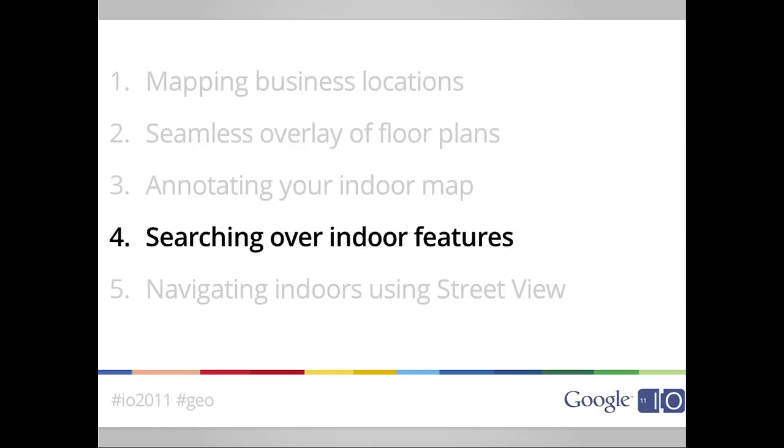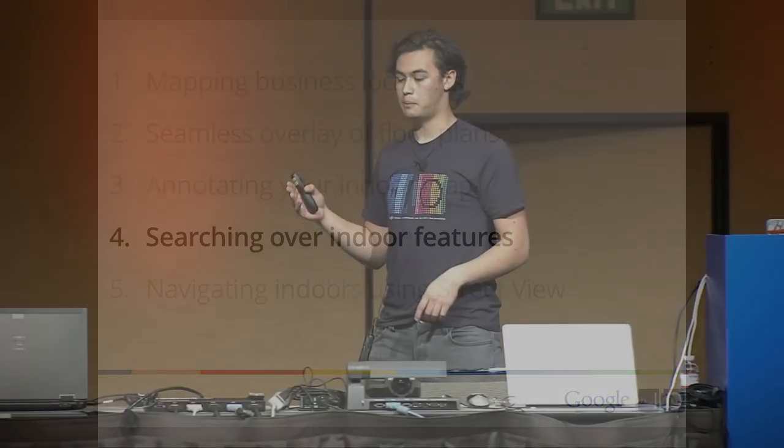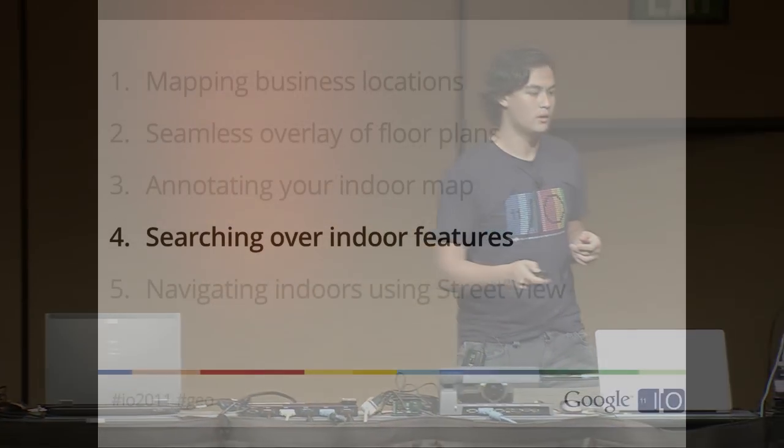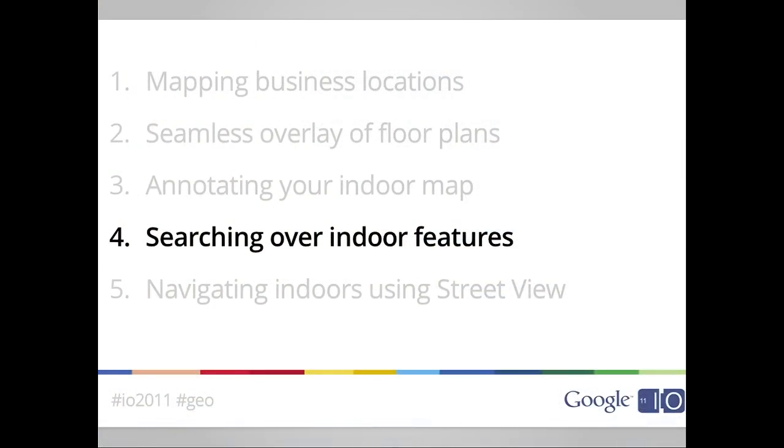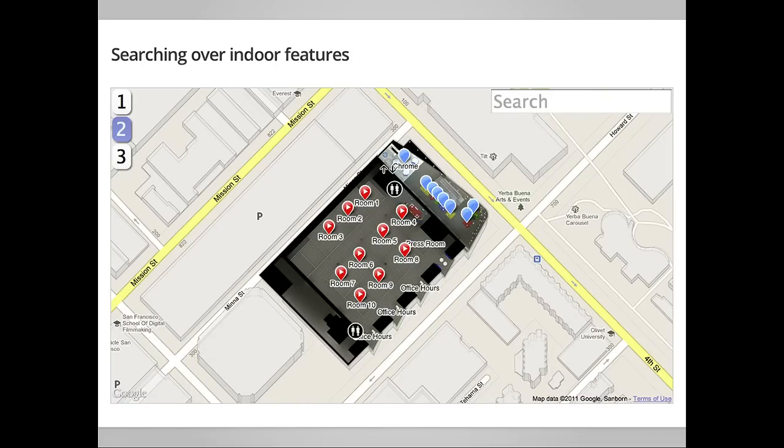So I'm going to talk a little bit now about searching over indoor features. Often your users don't know exactly the location of what they're looking for. So I'm going to demonstrate a simple way to enable this. You can see here I've got a little search box in the top right, and basically what this is going to do is filter the markers on the map.